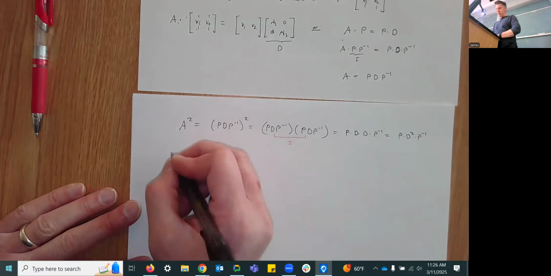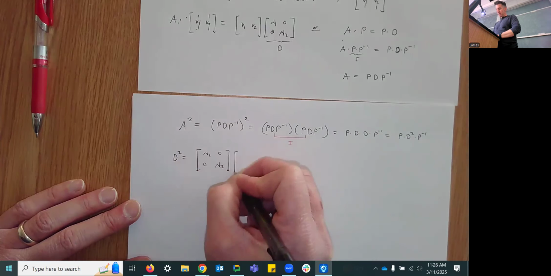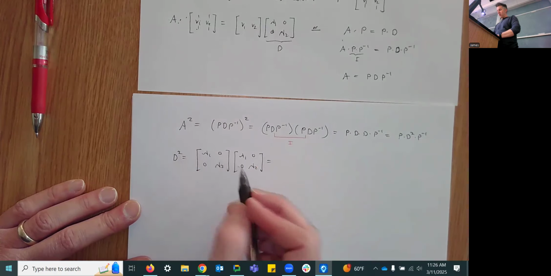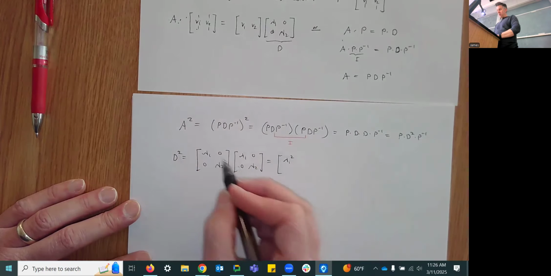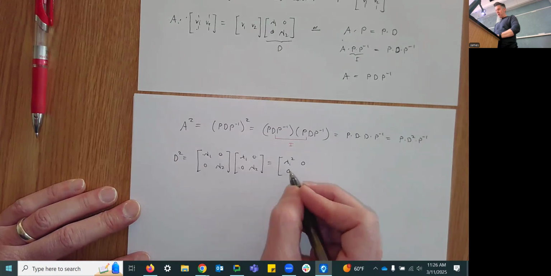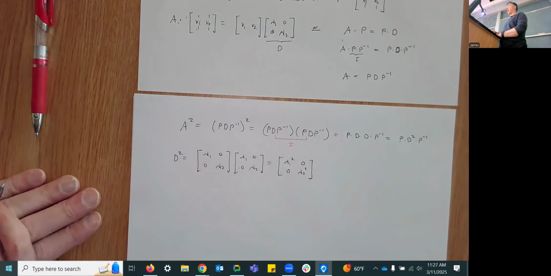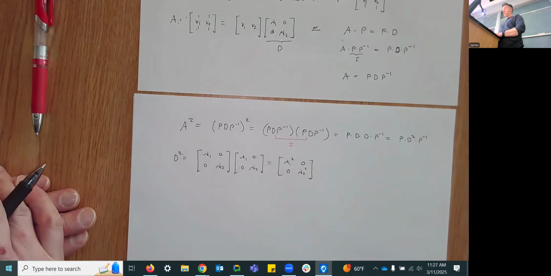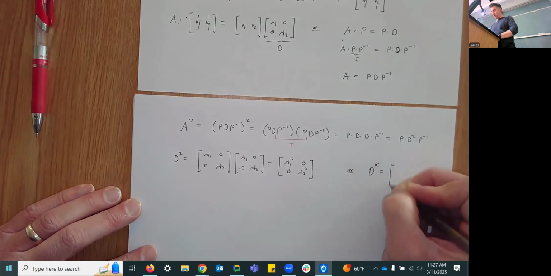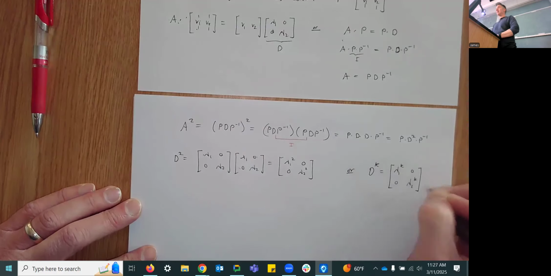Just as a point of interest, D squared being lambda 1, 0, 0, lambda 2 times lambda 1, 0, 0, lambda 2. Check it out. You get lambda 1 times lambda 1 plus 0 times 0, which is lambda 1 squared. You get lambda 1 times 0 plus 0 times lambda 2, which is 0. You get 0 times lambda 1 plus lambda 2 times 0, which is also 0. And you get 0 times 0 plus lambda 2 times lambda 2. Or in other words, when you square a diagonal matrix, each diagonal entry gets squared. Or more generally, a diagonal matrix to any power is equal to the diagonal entries raised to that power, which makes it really easy to calculate.